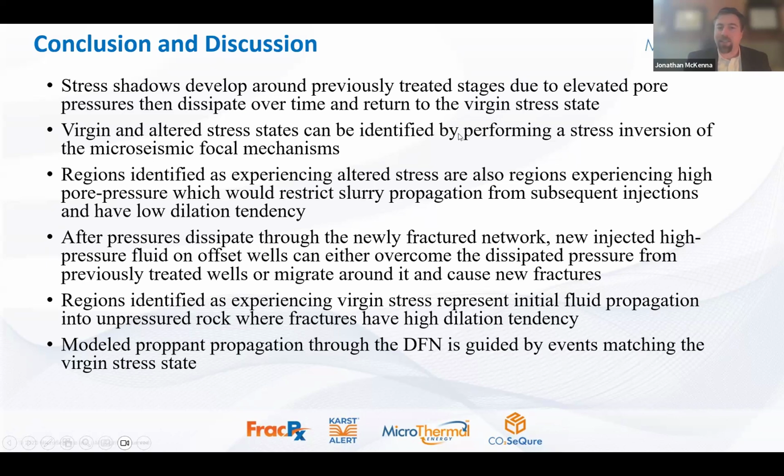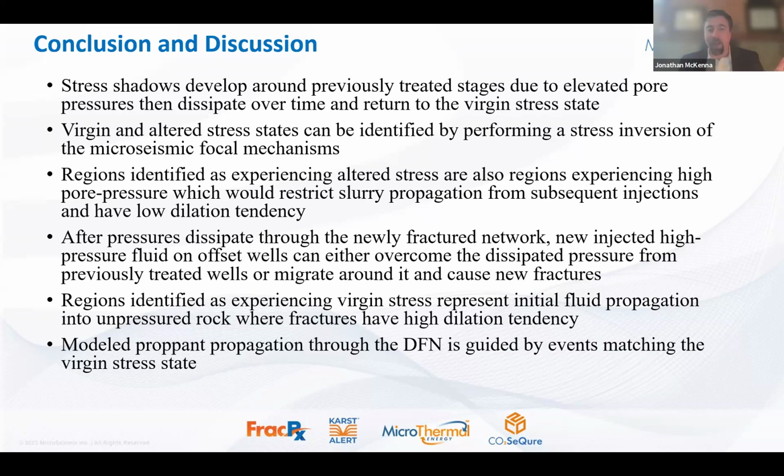These virgin and altered stress states can be identified by performing the stress inversion of the focal mechanisms. The regions experiencing altered stress states are also regions experiencing high stress and potentially high pore pressure, which would restrict your current slurry propagation into the area. The areas that have that altered stress also have low dilation tendency, so they're not opening the fractures as much.